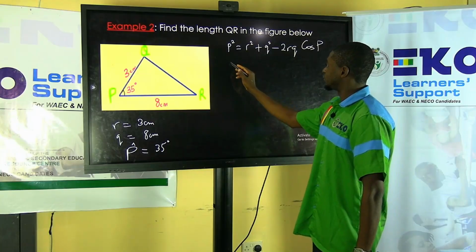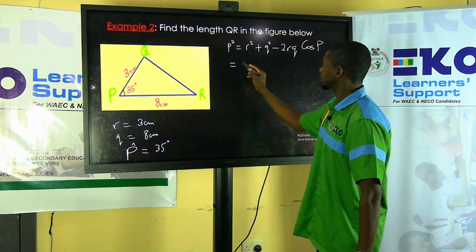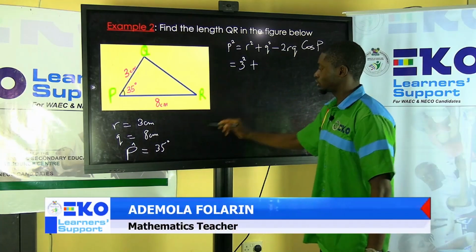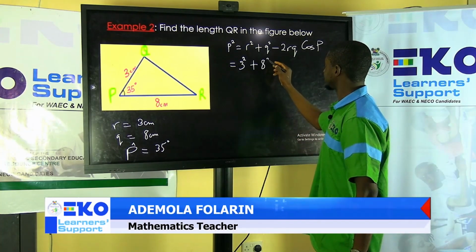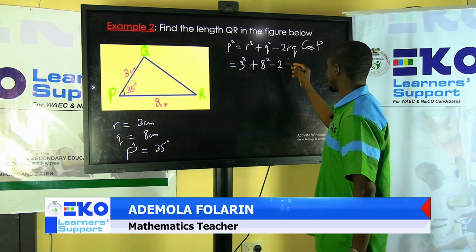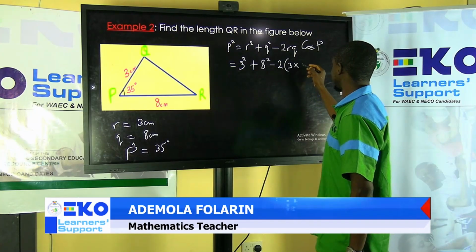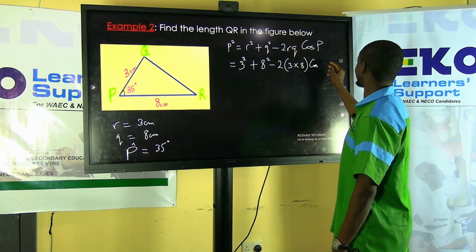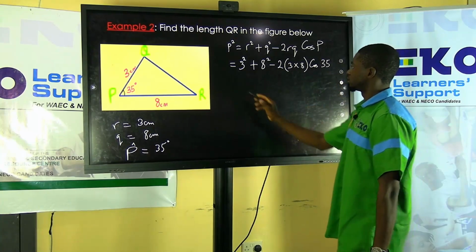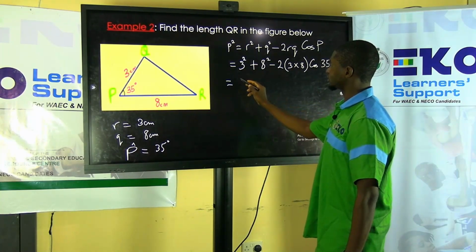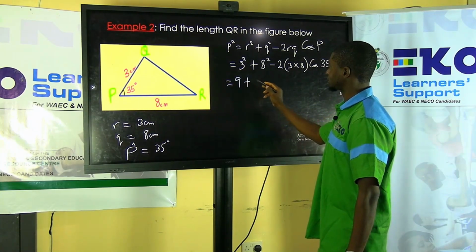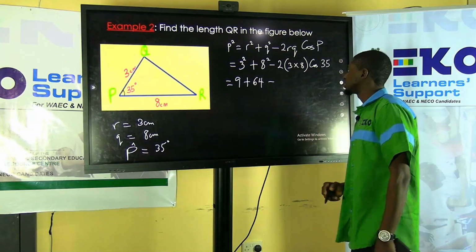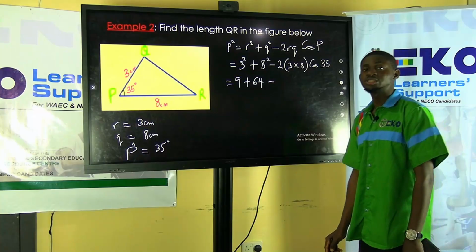So now we substitute the values. R, that is 3 squared, plus Q, 8 squared, minus 2, open bracket, 3 times 8, multiplied by the cos of angle 35 as given here. So this one gives us 9 plus 64 minus, this 3 times 8, 24.